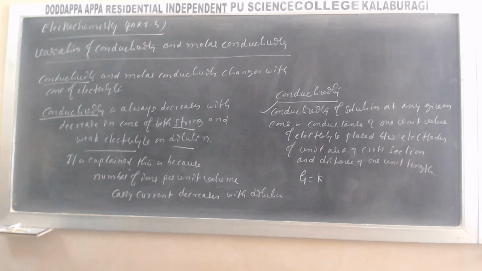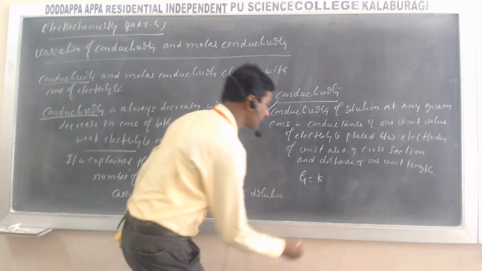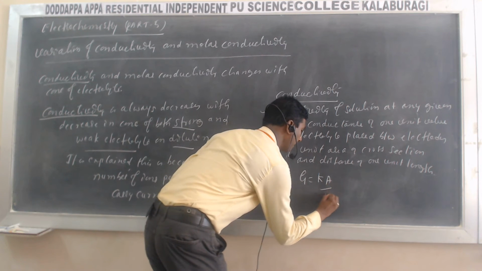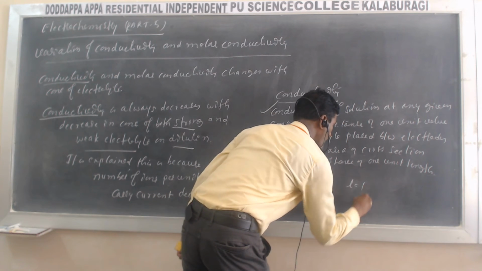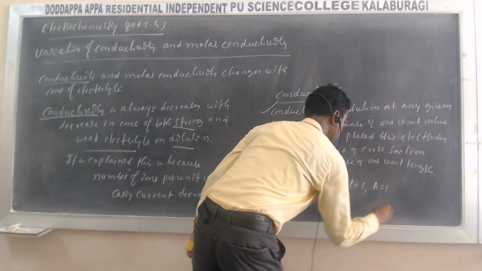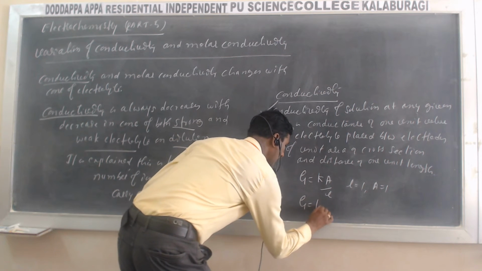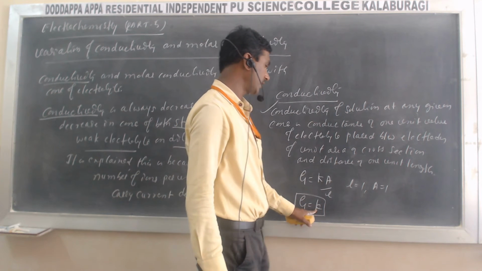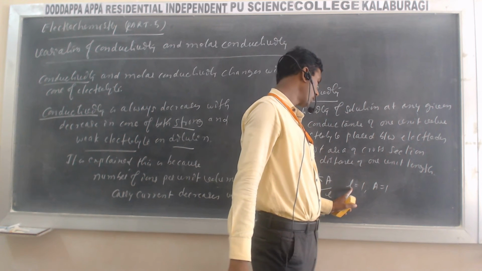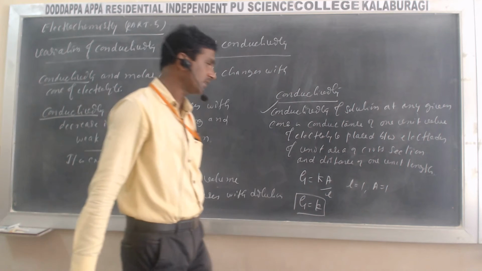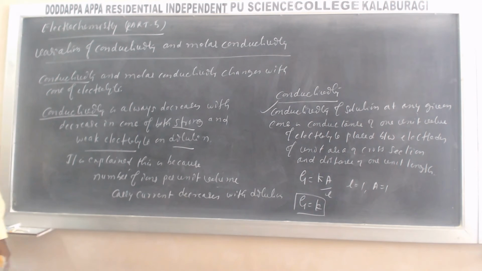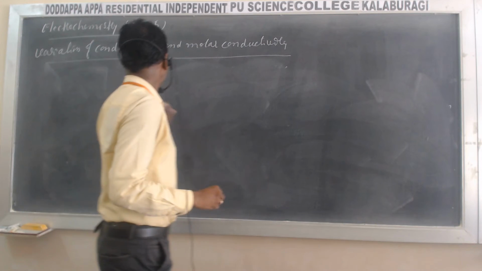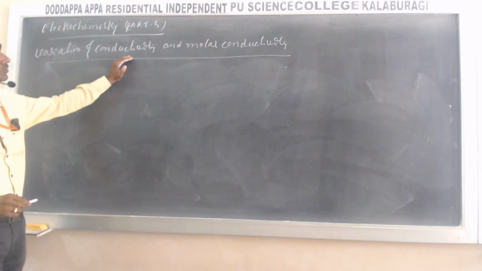Conductance is equal to conductivity times A by L. Suppose the length is 1 and the area of cross section is 1. So here conductance is equal to conductivity, with length 1 unit and area of cross section also 1 unit. So this is the decrease in conductivity. You know that already. Conductivity decreases on dilution.